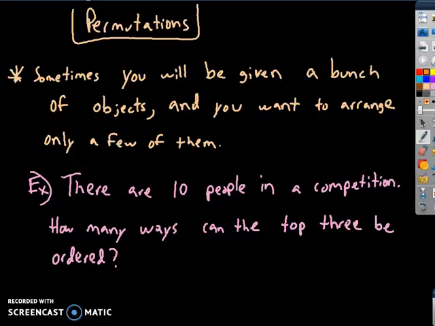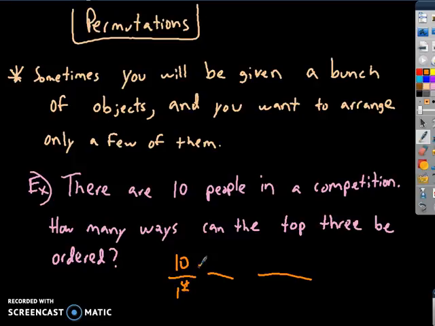All right, so you've got some competition, and you've got 10 different people trying to win it. But we only want to know how many different ways the top 3 can be ordered. So we have 10 people to choose from. Technically there are 10 people that could get first place. Only one person is going to get it, but there are 10 people to choose from.